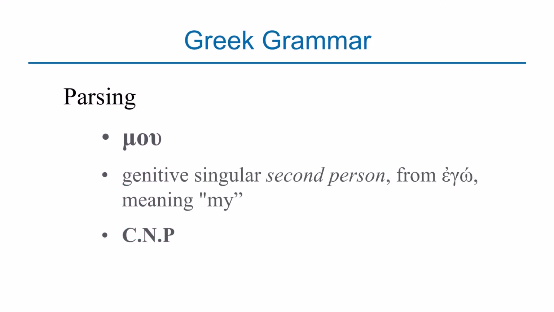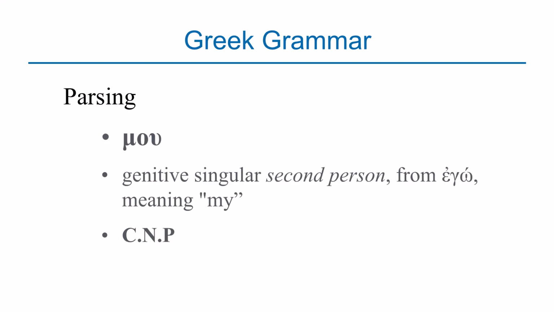So let's look at how you parse pronouns. Now remember, when you parse a noun or a verb or a word, you're giving more information about that word. You're telling us whether it's a noun or a verb. You're telling us the case, the number, the gender of that word. For example, let's look at the pronoun mou.